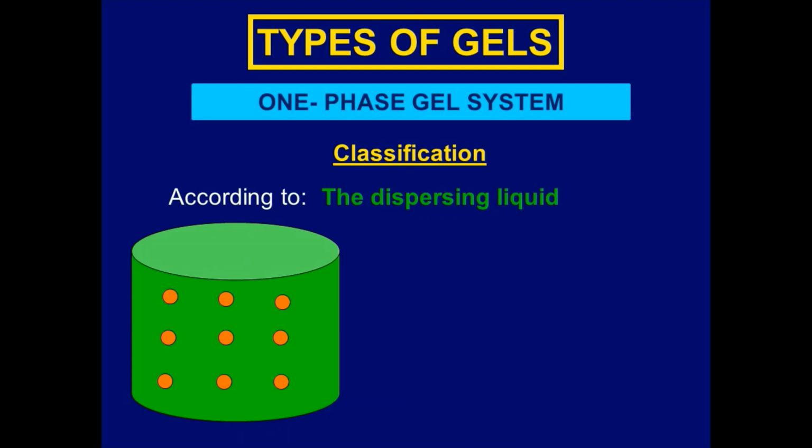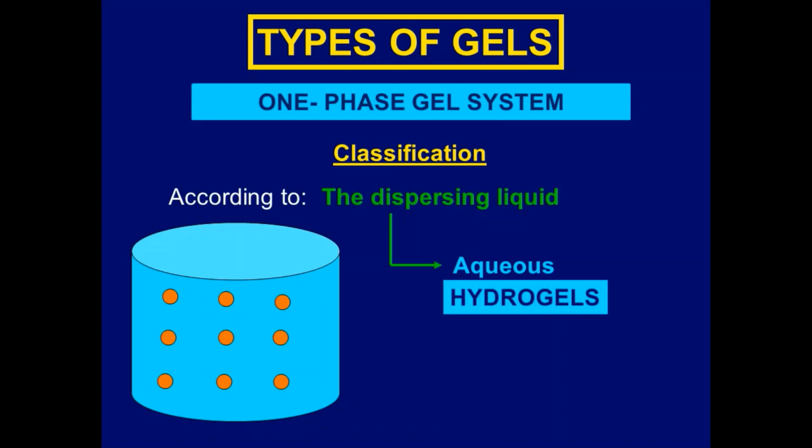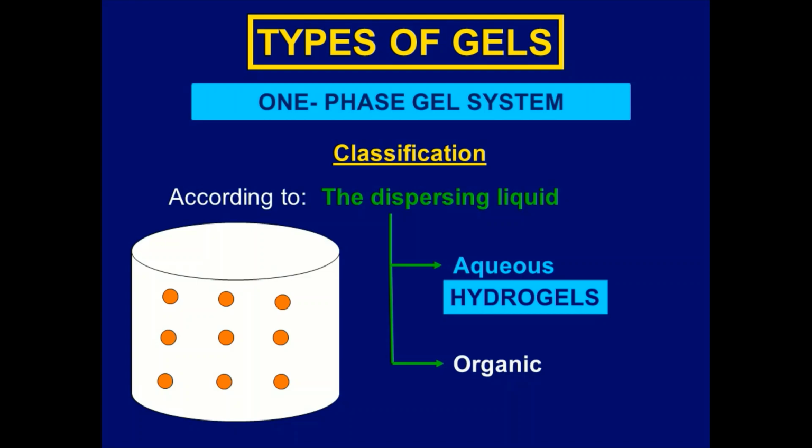According to the dispersing liquid, it may be aqueous, may be water, and in this case you will get what's called hydrogels. Hydrogels are gels with water as the dispersing liquid. The dispersing liquid may be non-aqueous, it may be an organic solvent, and in this case we will get organogels. So the difference between hydrogels and organogels is in the nature of the dispersing liquid. In hydrogels, the dispersing liquid is water. In organogels, the dispersing liquid is organic solvents.